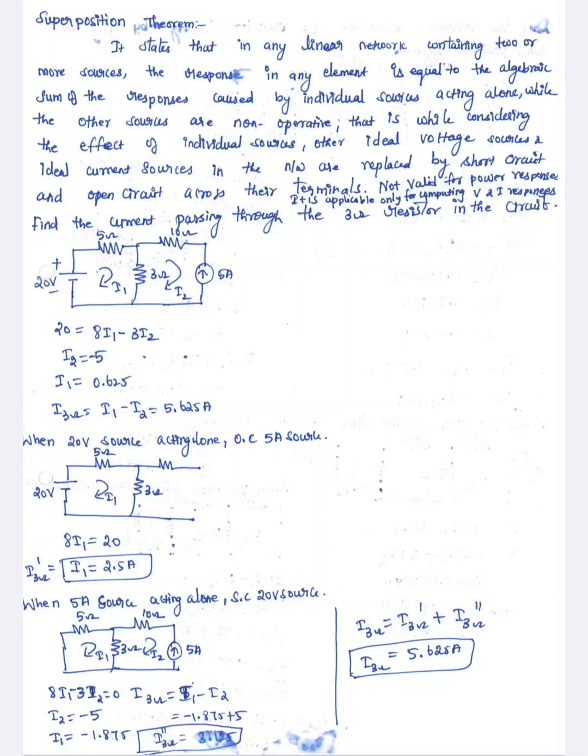Okay. Then that is the left hand side of the equation. How can you prove the other side? We have to keep the individual sources acting alone, and finally you have to sum up all the responses caused by the individual sources. So the two values should be the same. This is the way we can prove the superposition theorem. So coming back to the statement: sum of the responses caused by the individual sources acting alone while the other sources are non-operative.